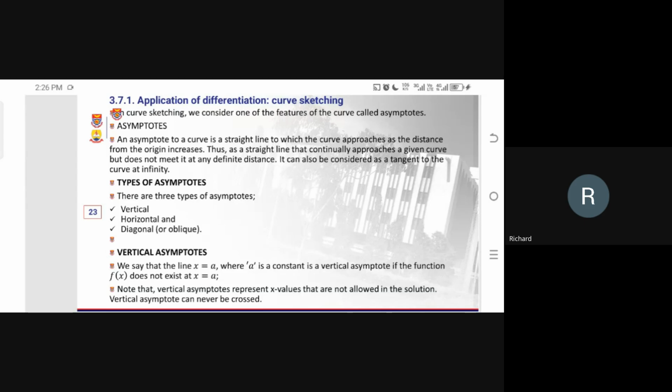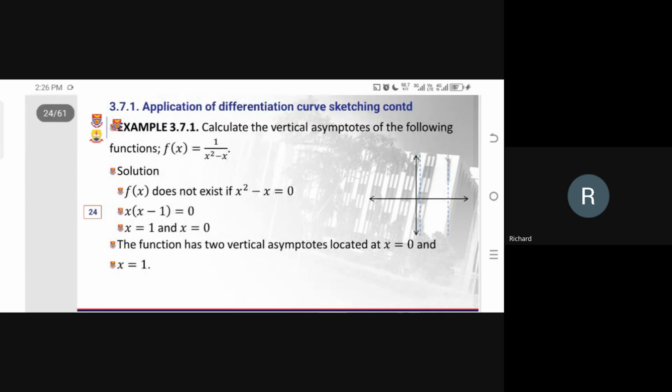So we are going to work on some examples to see what we are saying. So the first example says: calculate the vertical asymptote of the following functions.